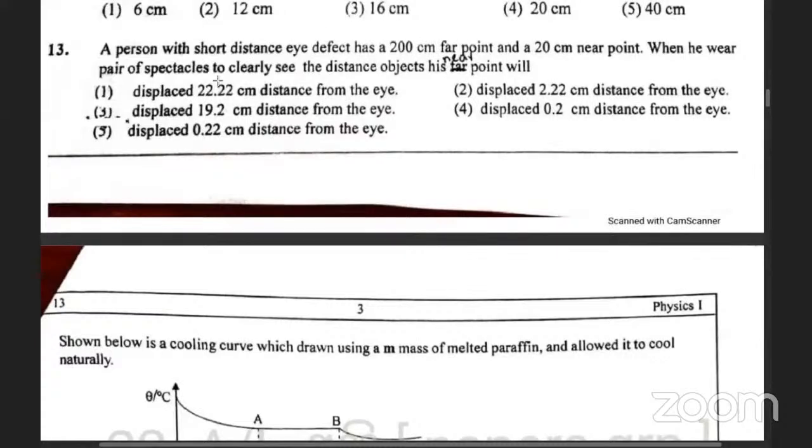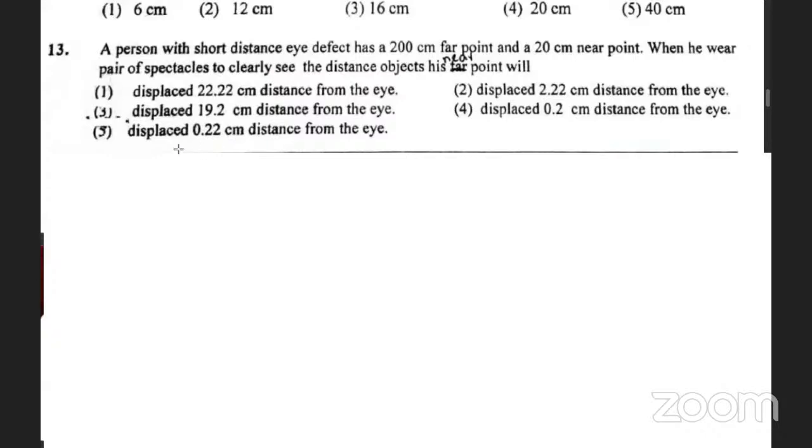A person with short distance eye defect has a 200 centimeter far point and 20 centimeter near point. When he wears spectacles to clearly see the distant objects, that means he should be able to see objects at infinity, his near point will be.